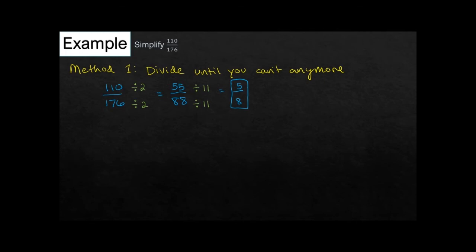This method is good, but it can be hard, because dividing by 11 is not something you may immediately think about, and you may not know that you can go further. So this is where method 2 comes into play, and this is where we use prime factorization.